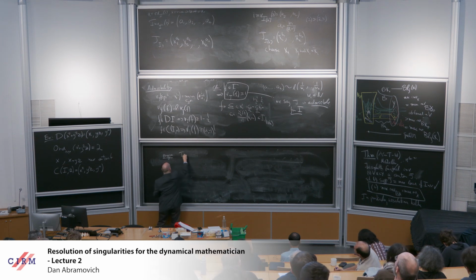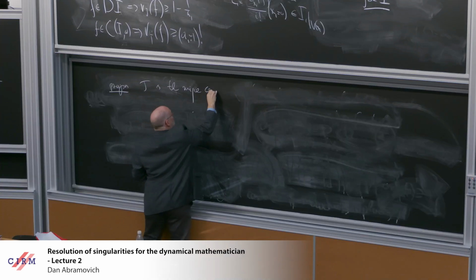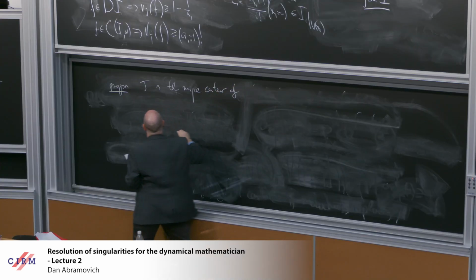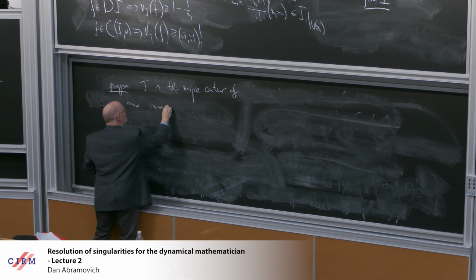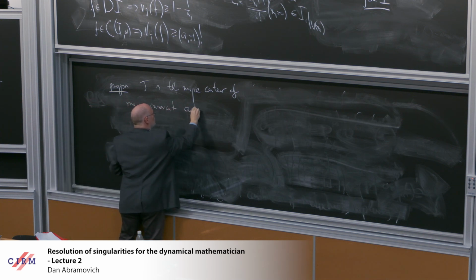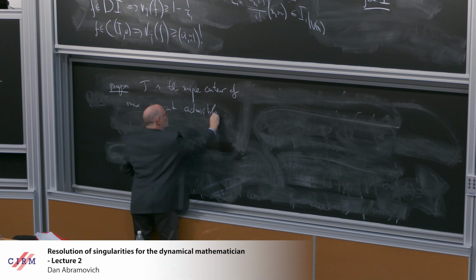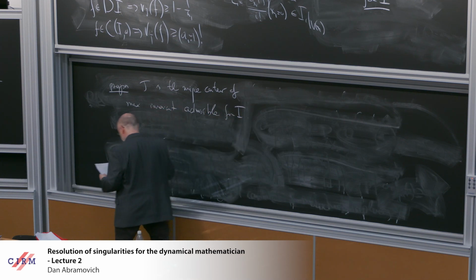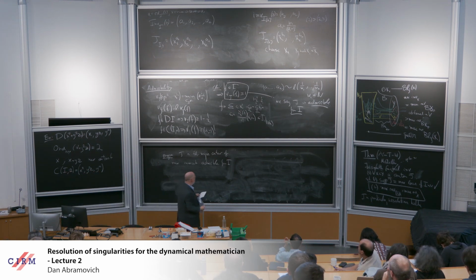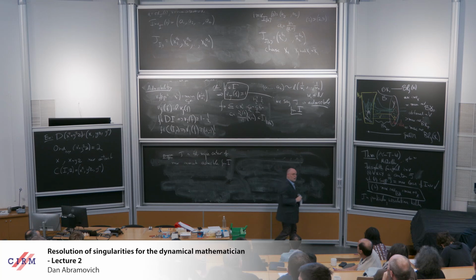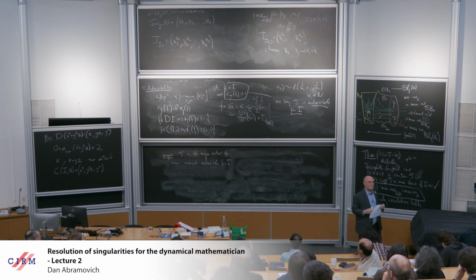Proposition: J is the unique center of maximal invariant, which is admissible for I. So this tells you that it's unique, and it in particular says that the choice of x1 doesn't matter, and therefore functoriality in particular works because you might as well choose x1.